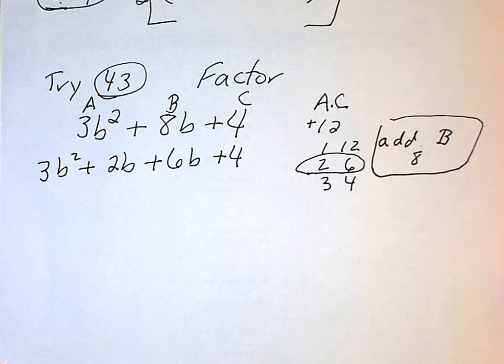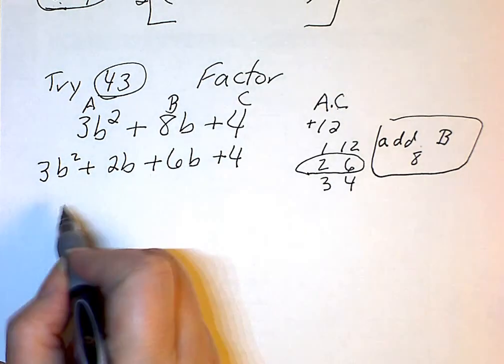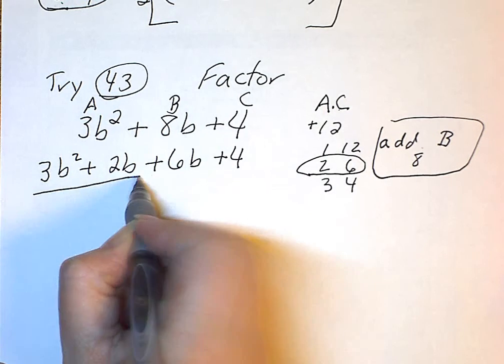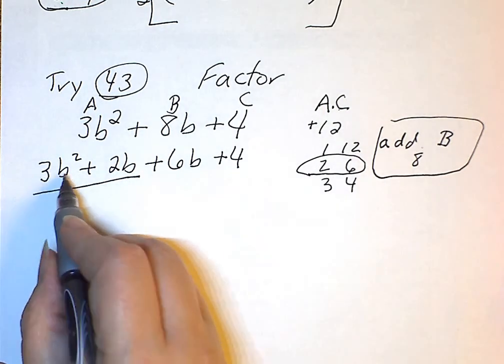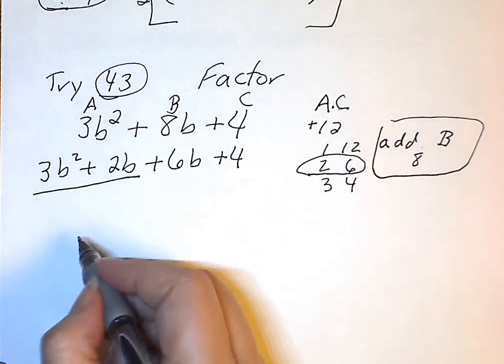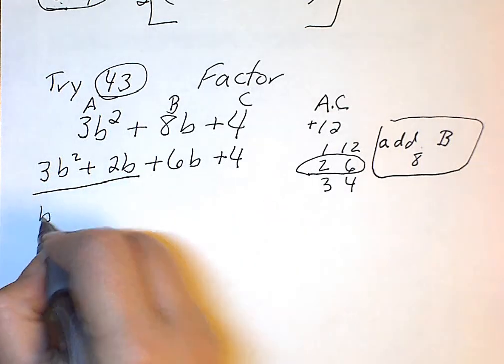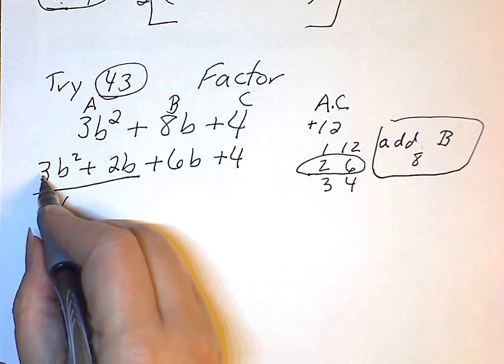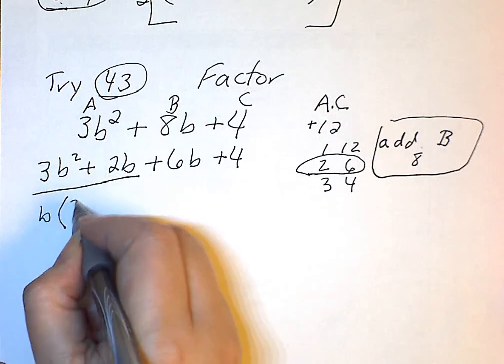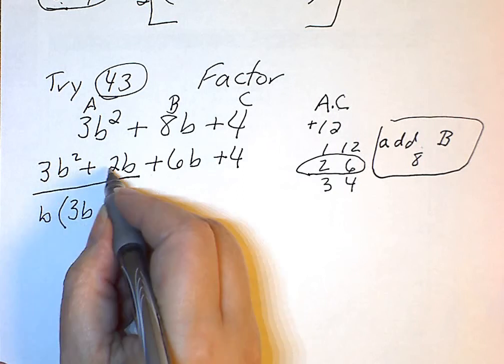Emily M., what's my next step? Do you know? Yes, find the common factor of the first two. So what goes into 3b squared and 2b? B is right. So we're going to pull out a b. So if I pull out a b, I have b times what gives me 3b squared? 3b. b times what gives me 2b?